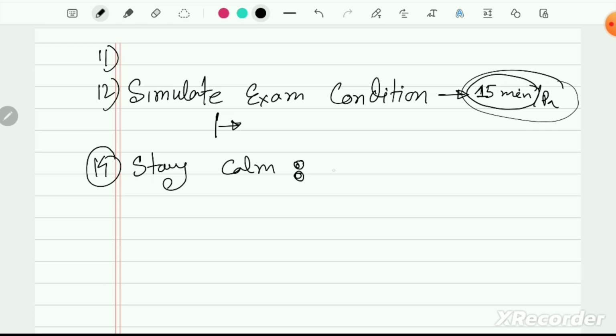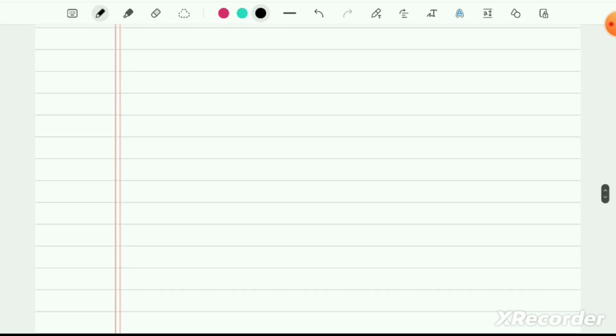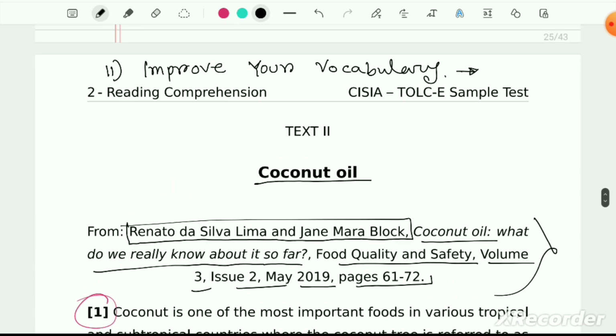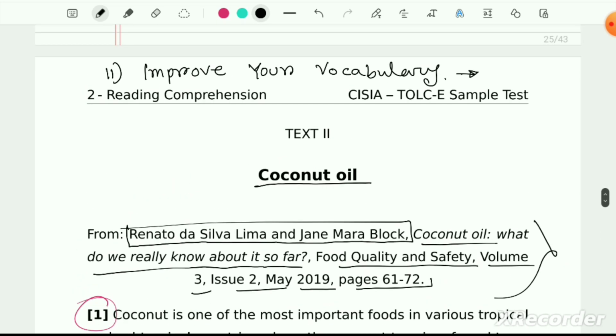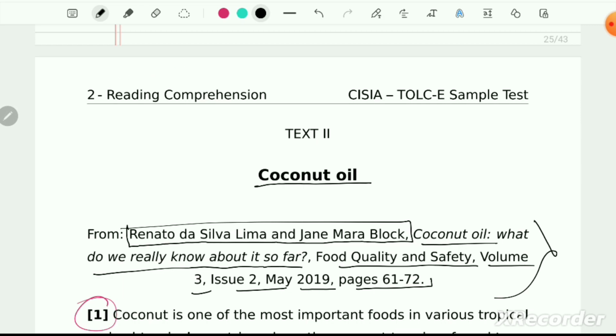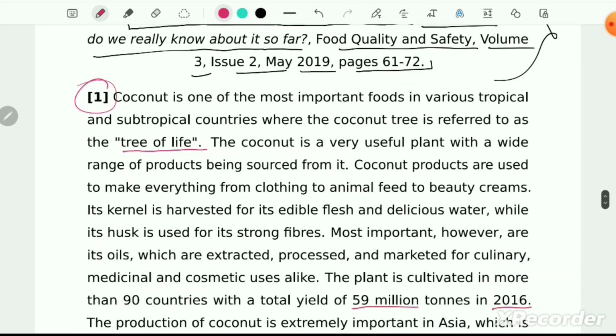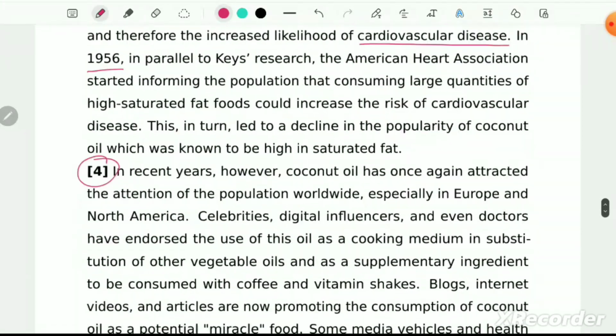So it's very important. Okay, all right, in summary, what I wanted to say is that remember that improving reading comprehension takes time and practice, consistent effort, and applying these strategies will help you perform better on the TOLC reading section. So let's start. We already skimmed the passage. I'm removing it. Now we'll move to the questions.